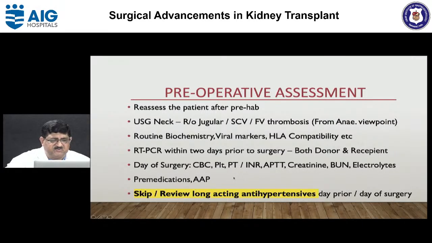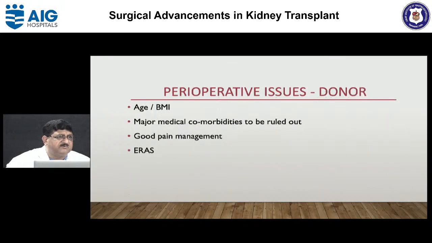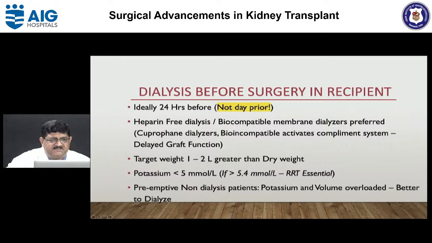Pre-medication, acid aspiration prophylaxis, and generally we skip or review long-acting antihypertensives, because skipping the antihypertensives, especially ARBs and ACE inhibitors, is very important, because sometimes they can cause post-induction profound hypertension, refractory hypertension. So we skip long-acting antihypertensives a day prior to surgery. Perioperative issues in the donor, yes, age, BMI, and major comorbidities to be ruled out. Good pain management and ERAS is mandatory.